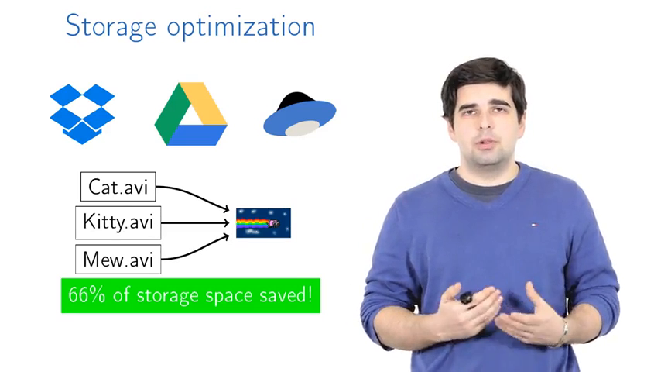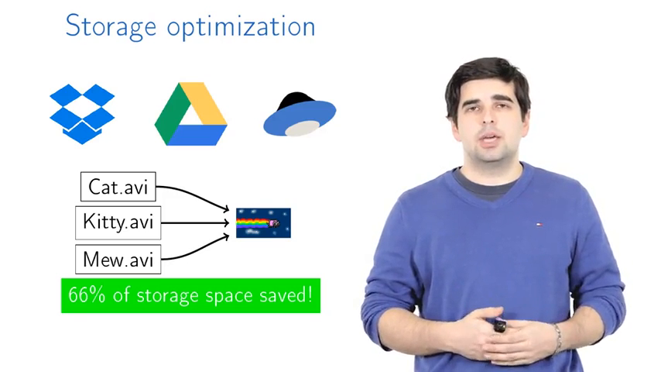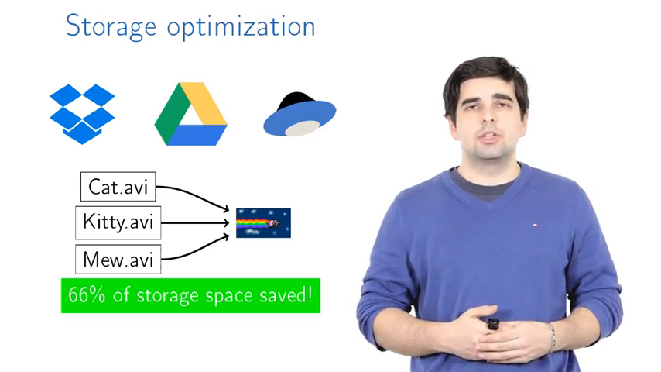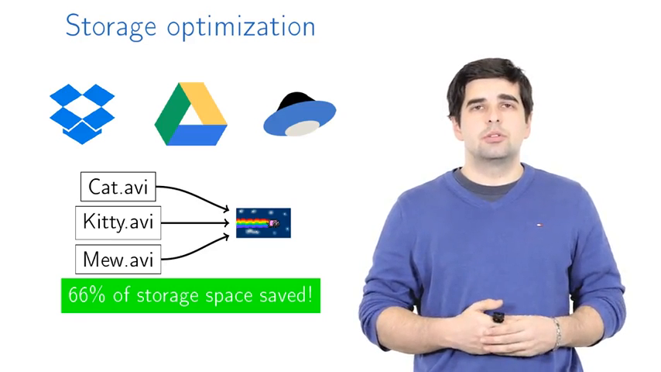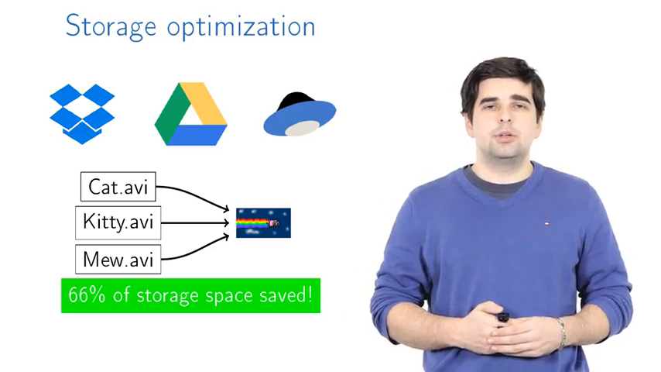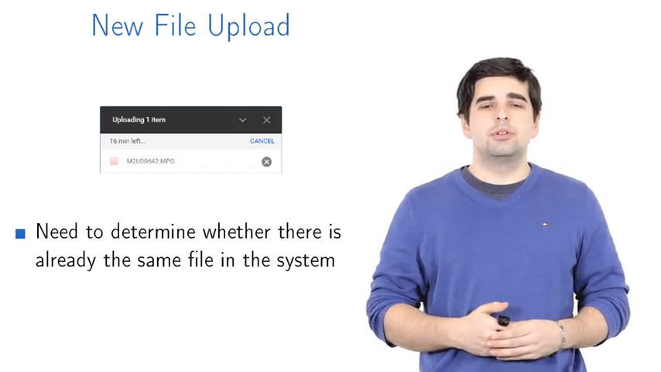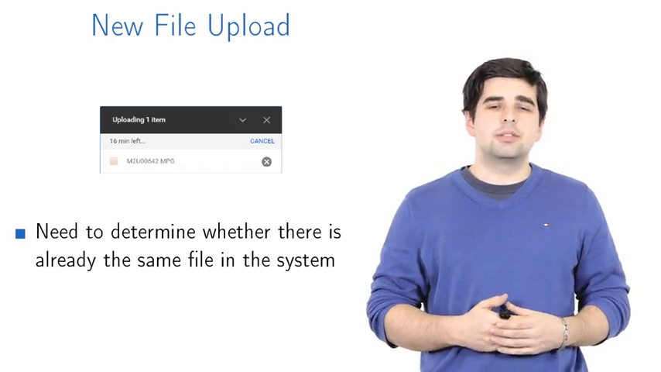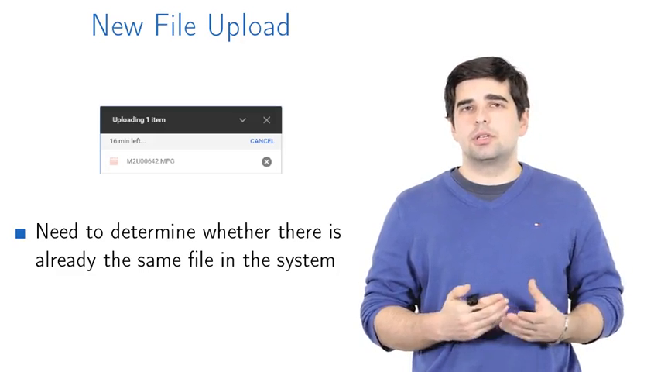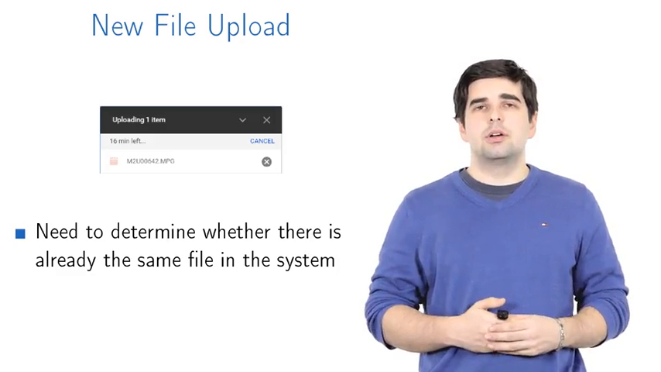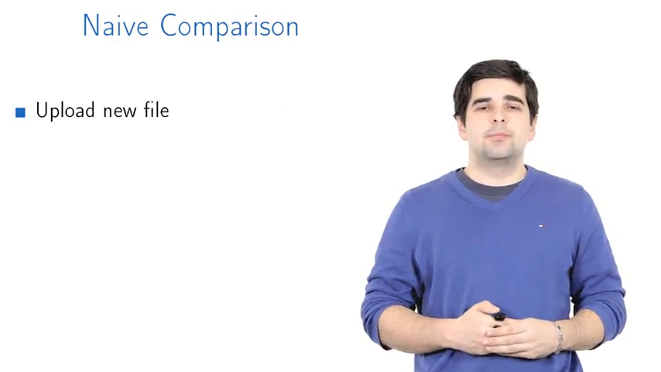And if you have some large videos which are also very popular, you can save this way a significant portion of the storage space which all the users collectively use in Dropbox to store their files. So the question is how to actually implement that. When you do a new file upload, you need to determine whether there is already the same file in the system or not. And if there is, you just ignore the upload and set a link to the already stored file in the user's account instead of a real file.